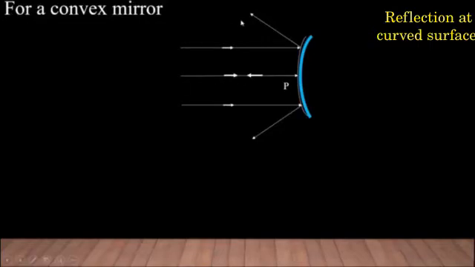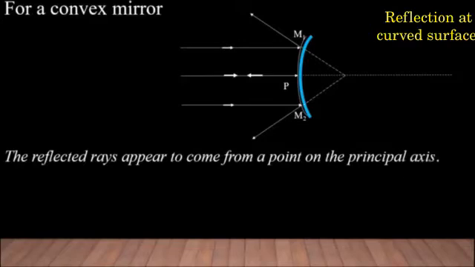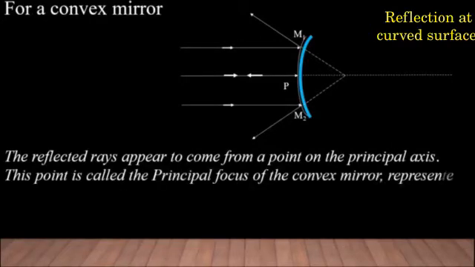So if we observe these reflected rays, it appears as if they are coming from a point behind the mirror, right? So we get a virtual image at this point. And that point on the principal axis is called the principal focus of the convex mirror, represented by F.